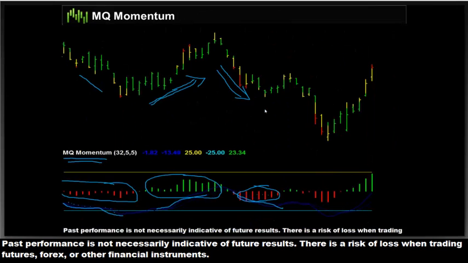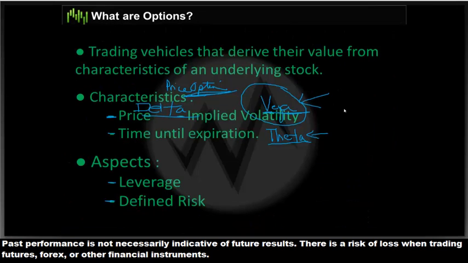Okay, so right there, there are some differences between the leverage of options and the leverage of futures. It's a very interesting tool that we use in the options room.